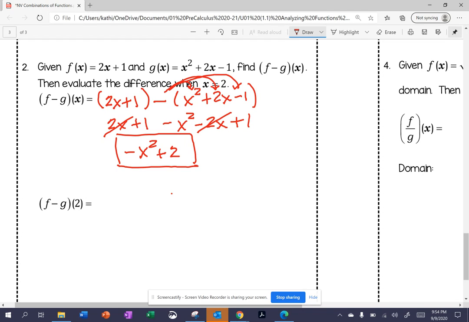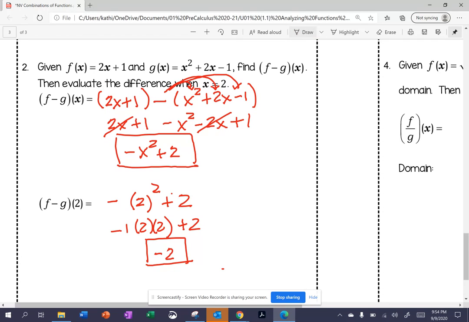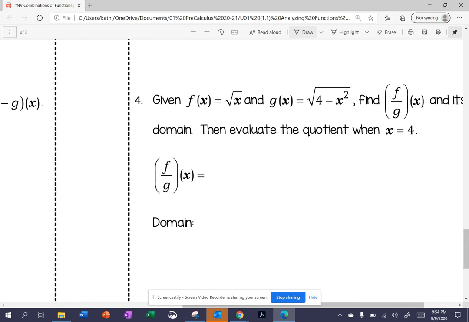Evaluate at x equals 2. So this is going to be negative 2 squared plus 2. So this is really negative 1 times 2 times 2. So negative 4 plus 2 is negative 2. Okay, so now we've covered adding and subtracting. Let's do multiplying.